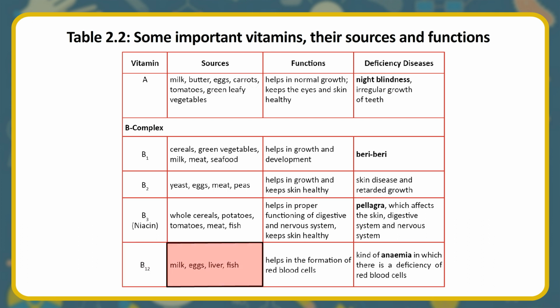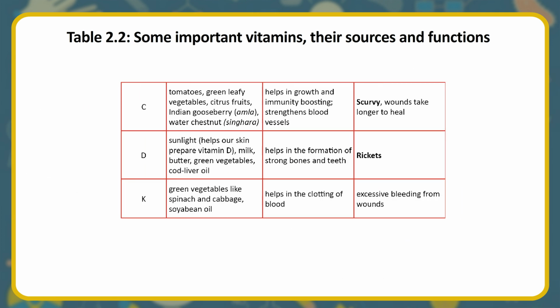B12. Milk, eggs, liver, fish. Helps in the formation of red blood cells. A kind of anemia in which there is a deficiency of red blood cells. C. Tomatoes, green leafy vegetables, citrus fruits, Indian gooseberry, amla, water chestnut, singhara. Helps in growth and immunity boosting, strengthens blood vessels. Scurvy, wounds take longer to heal.